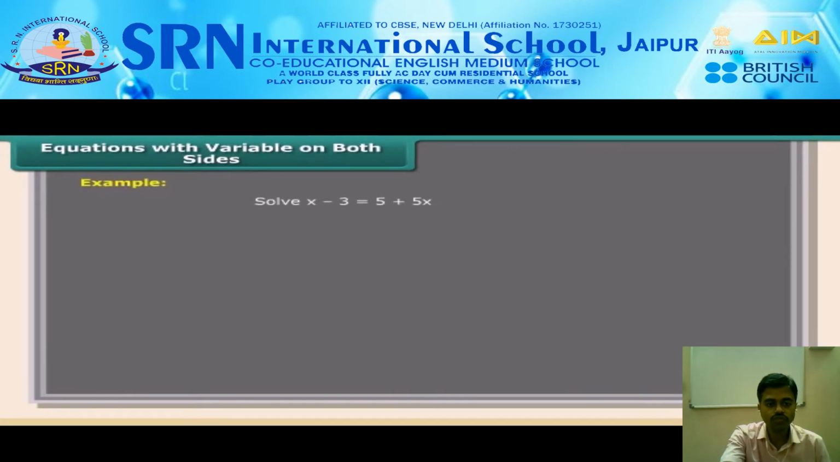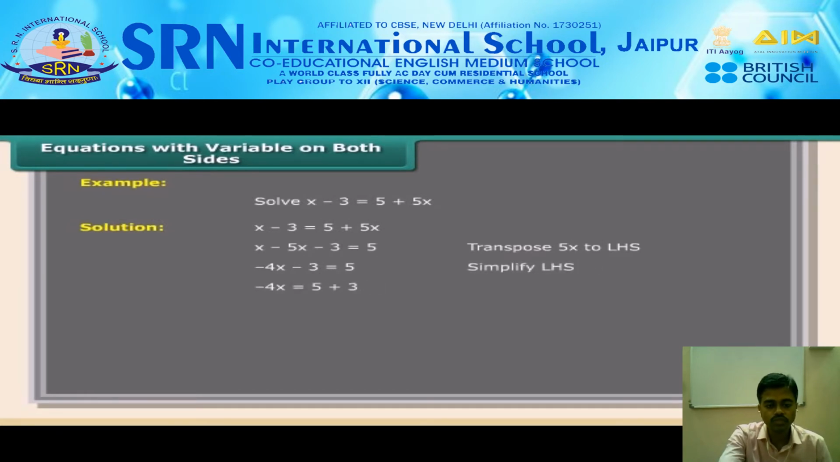Now equation with variable on both sides. So here in this example, solve x minus 3 is equal to 5 plus 5x. Here x minus 3, LHS having variable and RHS also having variable. So we will use the same method of transposition in which we will keep variable at one side and constant at another side. So x minus 3 is equal to 5 plus 5x. So it will be x minus 5x minus 3 is equal to 5. 4x in negative minus 3 is equal to 5.